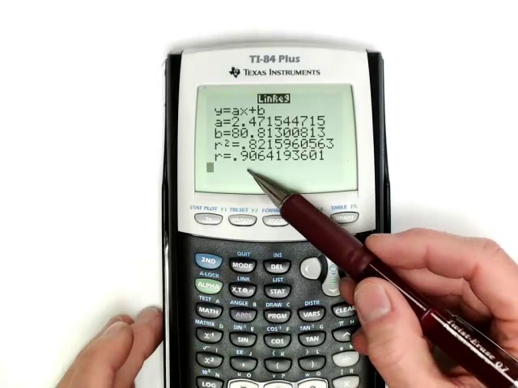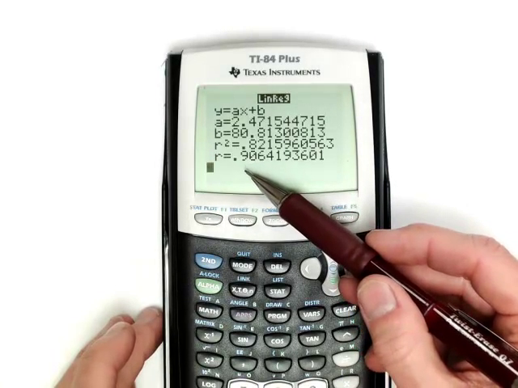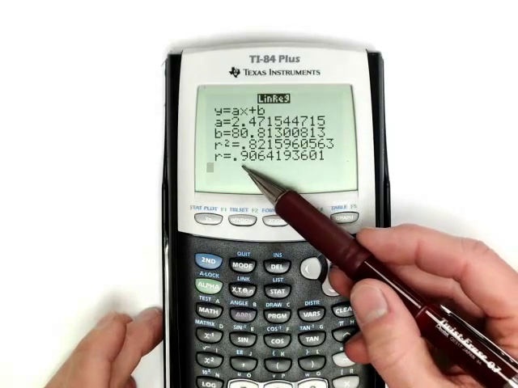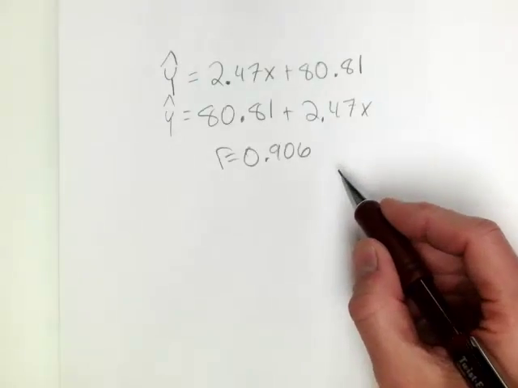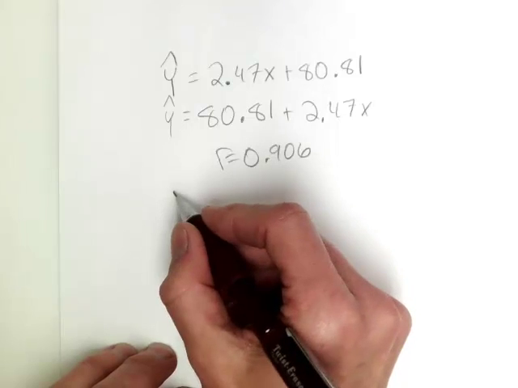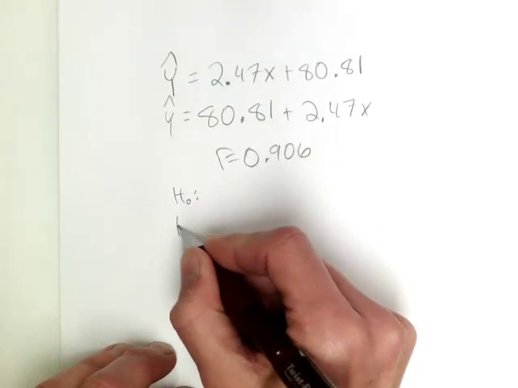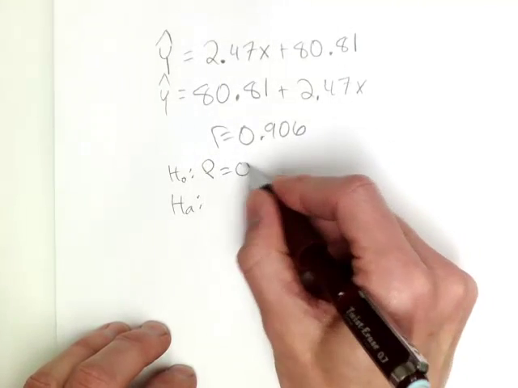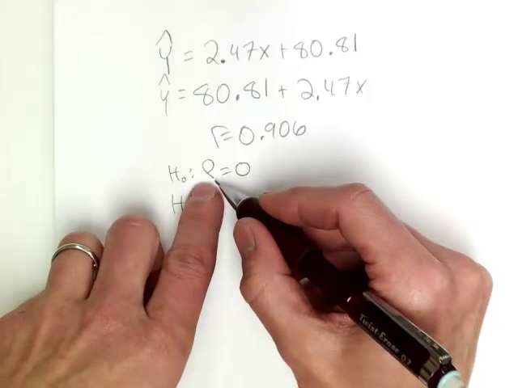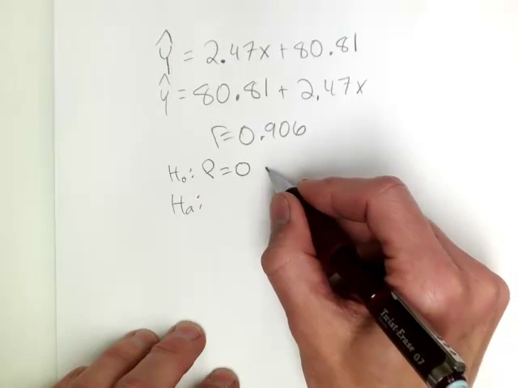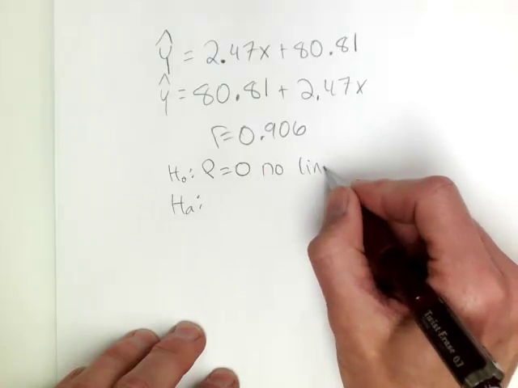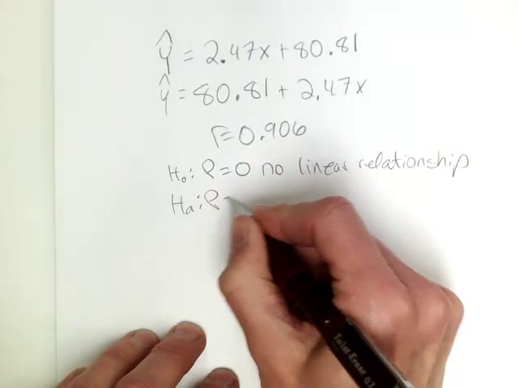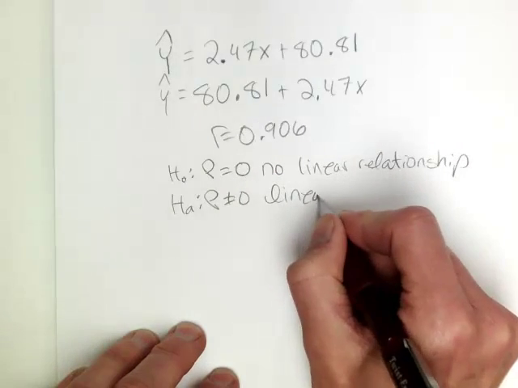But what we're concerned with is whether or not the relationship is linear. We can do that by comparing R of 0.906 to a critical value in table 11. This is a very simple hypothesis test. We're testing the null hypothesis that there is no linear relationship between X and Y, where rho, the Greek letter rho, equals 0, versus rho not equal to 0. That would be a linear relationship.